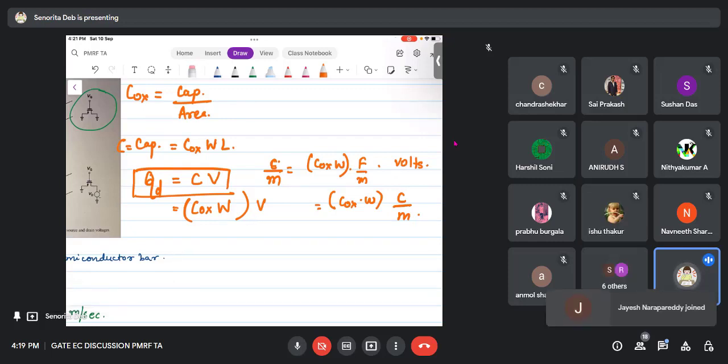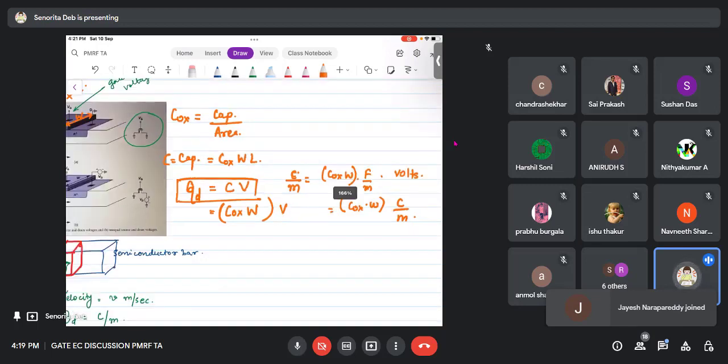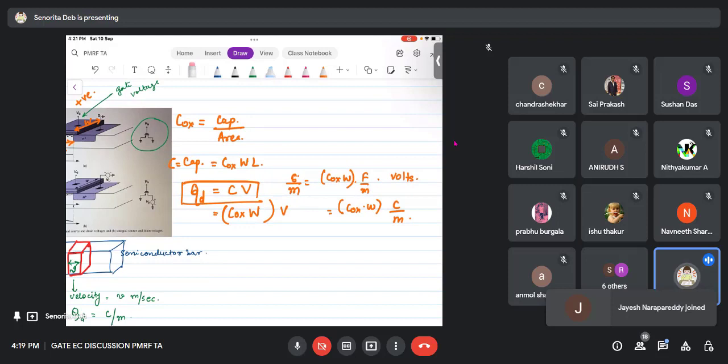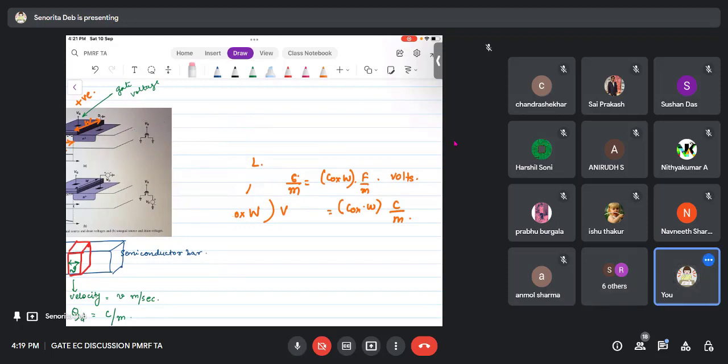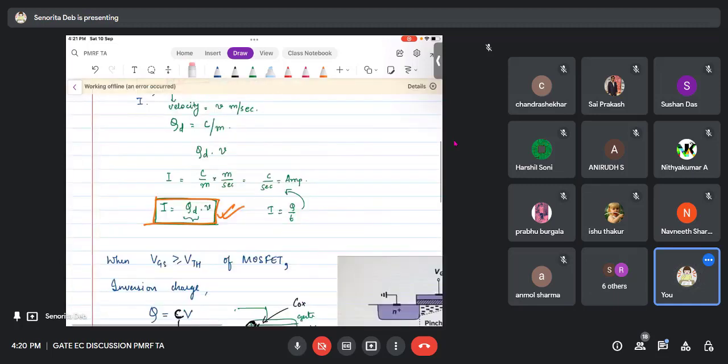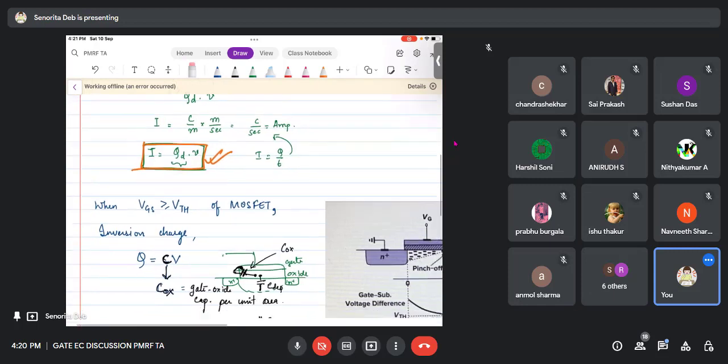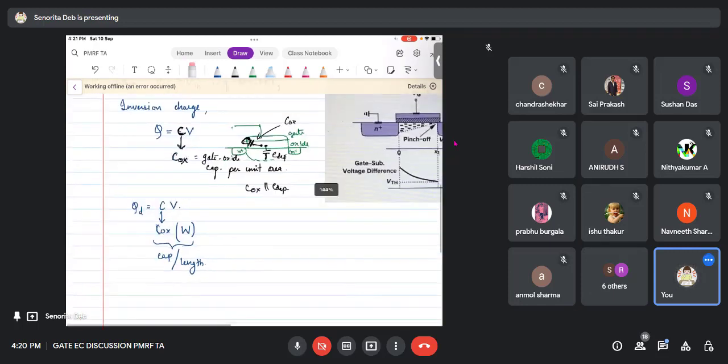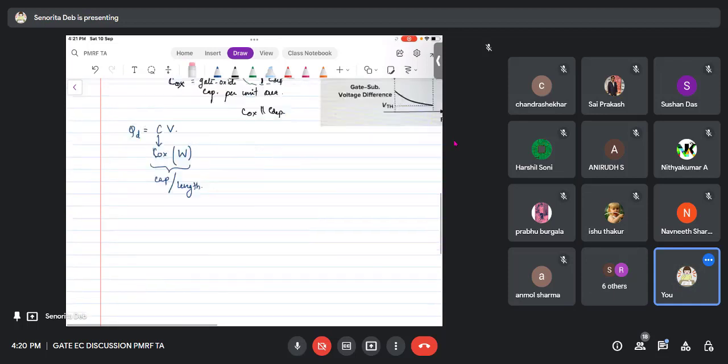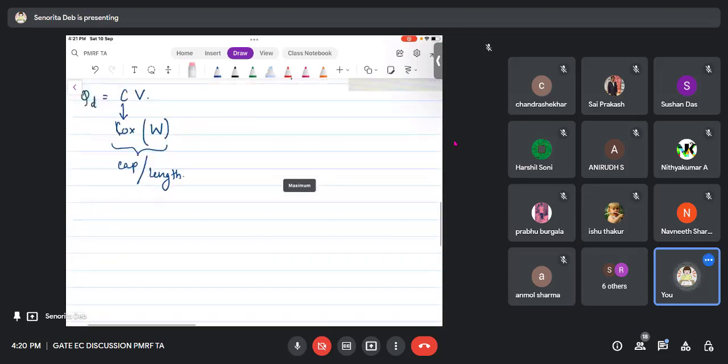So is this clear to all, or is there anything which is not clear? I will write it again, so don't worry. Is this clear? I'm not getting any response. So anyone? Is this thing clear? Anyone else? Chandrasekhar said yes.